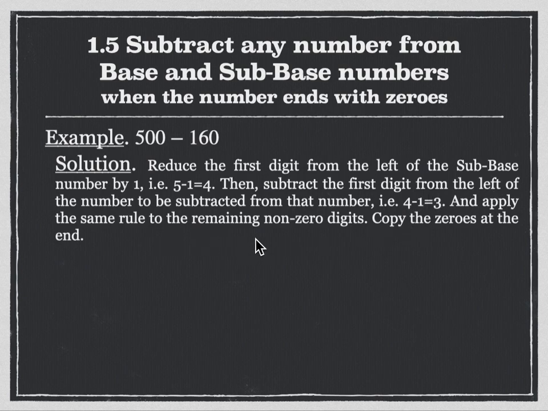Now we're going to apply the same rule to the remaining non-zero digits. Then we copy the zeros at the end. So we have 160. We know that 5 minus 1 is 4, 4 minus 1 is 3. That's going to be our hundreds place. Then notice that 6 is our last non-zero digit. So all from 9 and the last from 10. This is the last number, the last from 10. So what will you add to 6 to make it 10? That's going to be 4. And then we just input the remaining zeros.